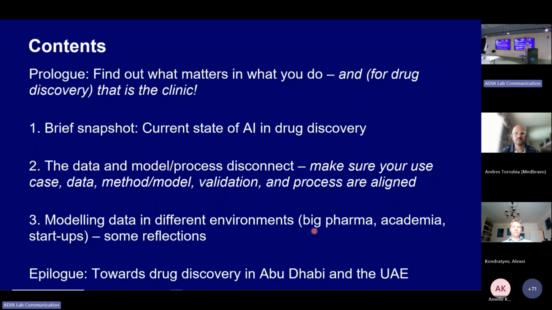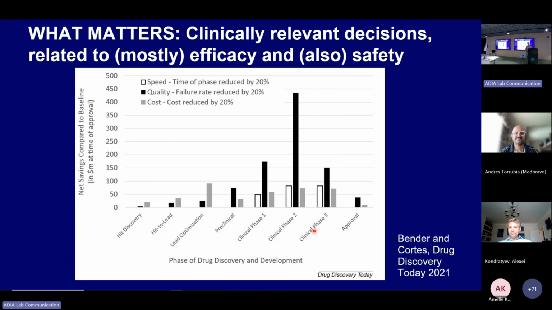Okay, and of course, now we're in Abu Dhabi here, and so we're trying to build an ecosystem here in drug discovery, where, of course, computational modeling, bioinformatics, and so on is a strong component. There was the Emirati Genome Program, and so on, and I will briefly have a few slides on that as well. So what matters? So this is from the article I just mentioned.